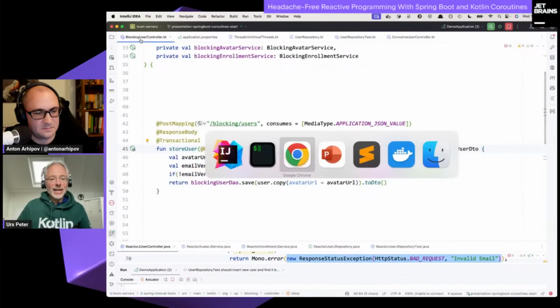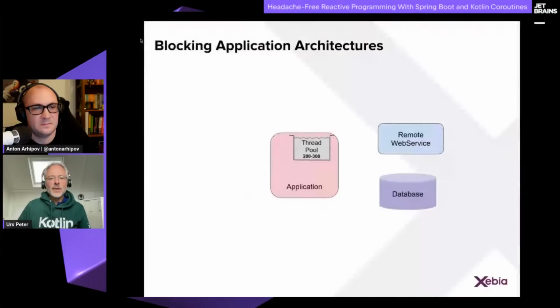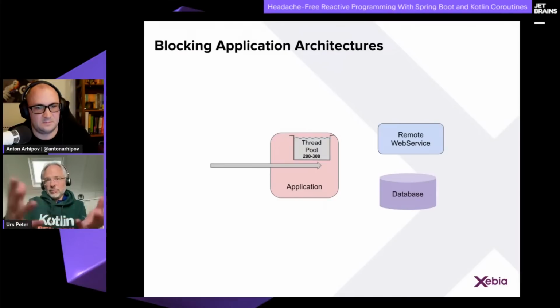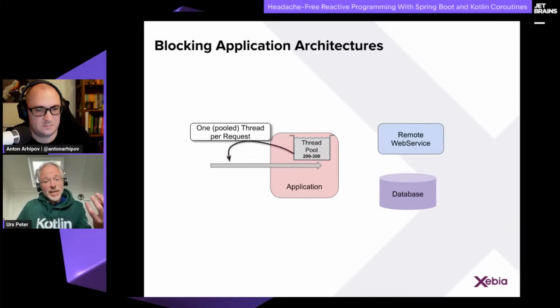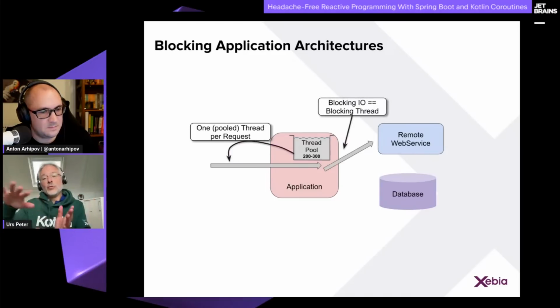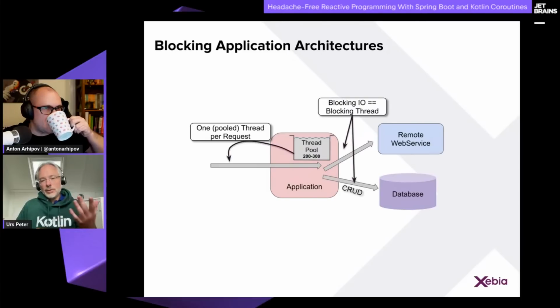So the question is then, what happened? It's important to understand these kinds of architectures to understand what happened. With Tomcat, the server containers out there normally have a thread pool. And when a request comes in, it takes a thread out of the pool and uses the thread through the whole call chain. So we call a remote service, we call our database.